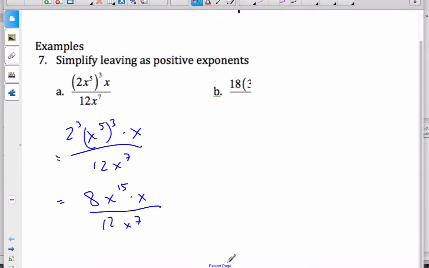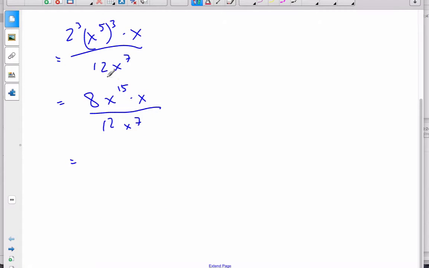And then I usually like to simplify the top, then simplify the bottom, and then subtract the two. So this is x to the 16th, because there's a 1 here and I add them. And this is 12x to the 7th. Now imagine I have 16 x's written out and 7 on the bottom. A bunch of them will cancel. Those will all cancel, and I'm left with 16 minus 7, which is 9. And so there's 9 x's remaining, all multiplied.